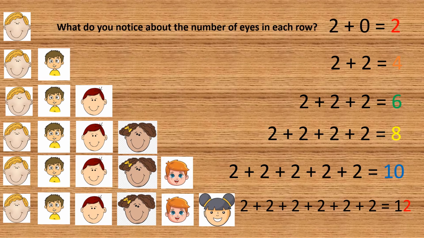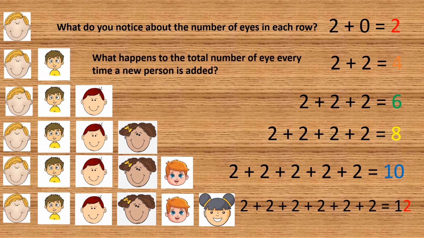Let's take a look. What do you notice about the number of eyes in each row? That's right. In each row, every time there's a new person added, we have 2 eyes. So in each row, we're adding 2 eyes every time we get a new person. What happens to the total number of eyes every time a new person is added? So we're adding 2 each time. So we're getting greater by 2 each time we're adding those eyes.